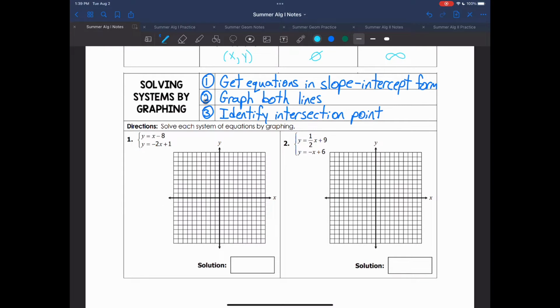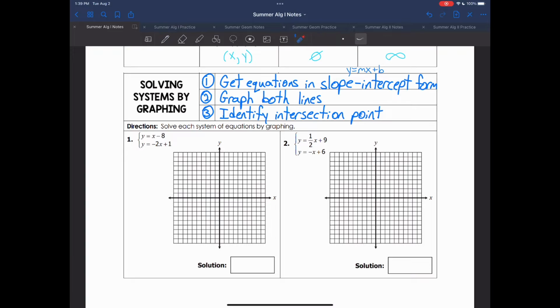So here are the 3 steps here. If you want to pause this and write it down, step number 1 is always get your equations into slope-intercept form. Okay, that's that y equals mx plus b form, if you don't remember. I'll put that above it here. Let's do this. Y equals mx plus b.